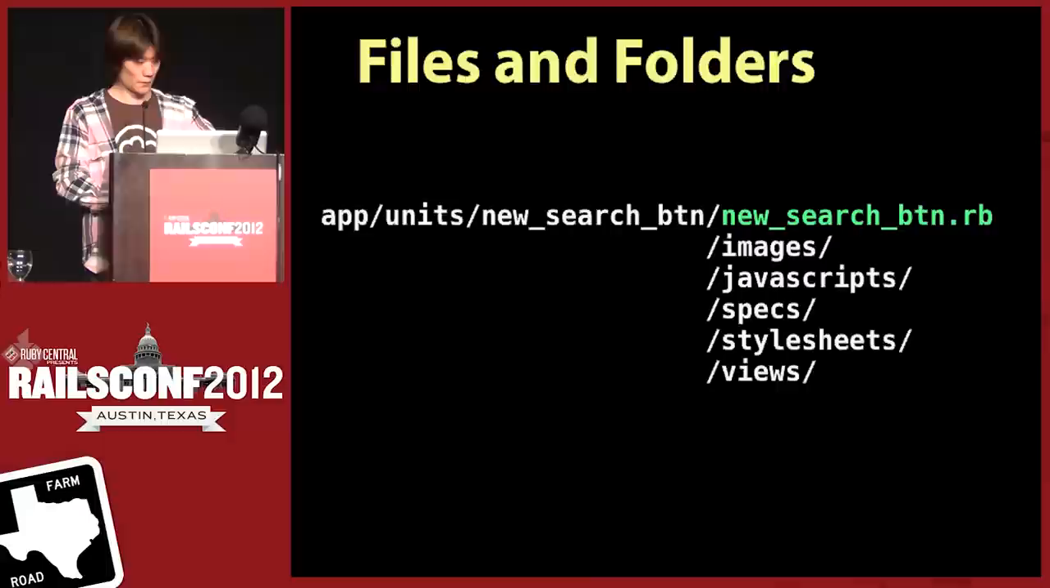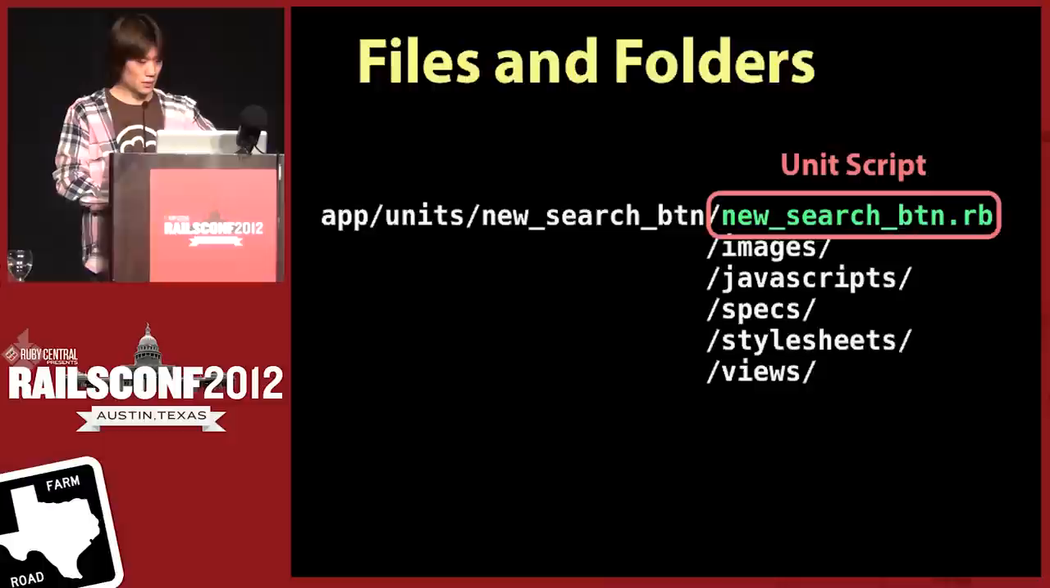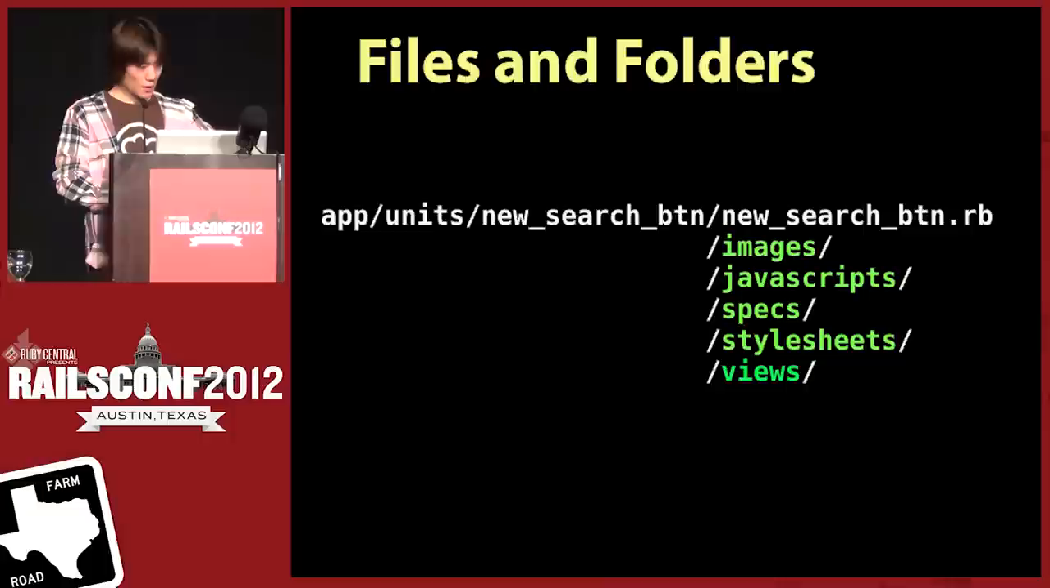The core of the unit is a file with the same name as the unit. Inside this file, extensions for models or controllers can be added. Other files such as style sheets and view templates are maintained as independent files, and they are stored in the directories in the same way as a Rails application.